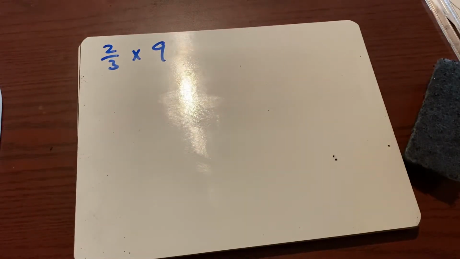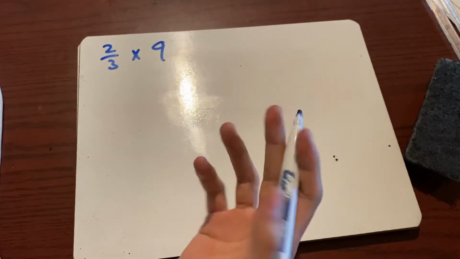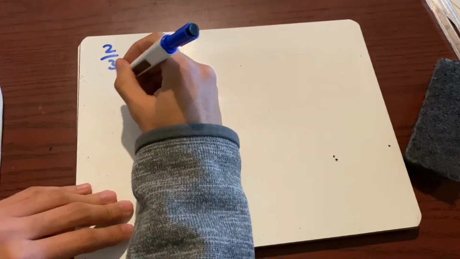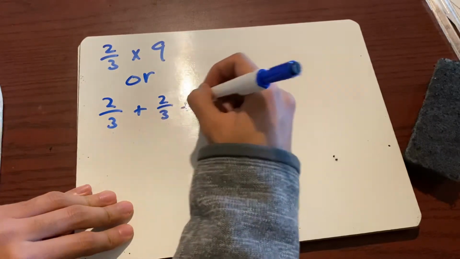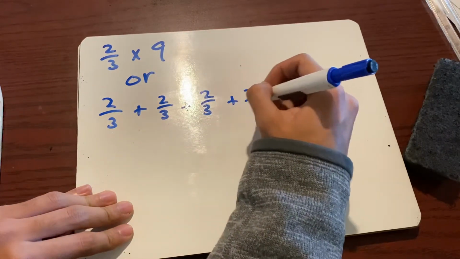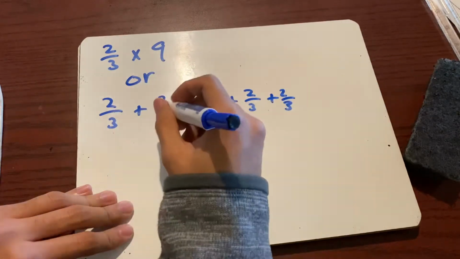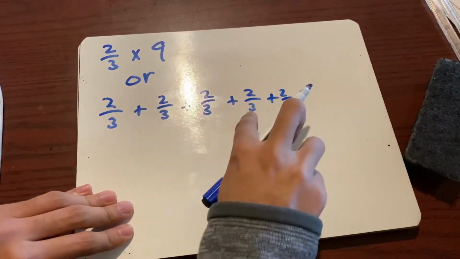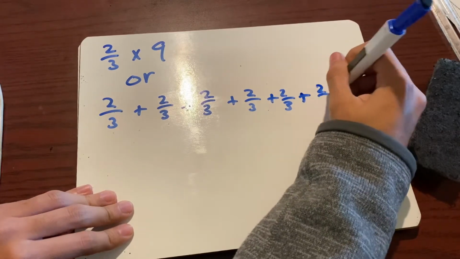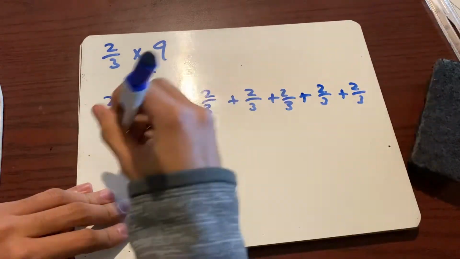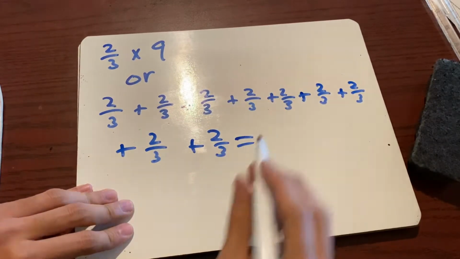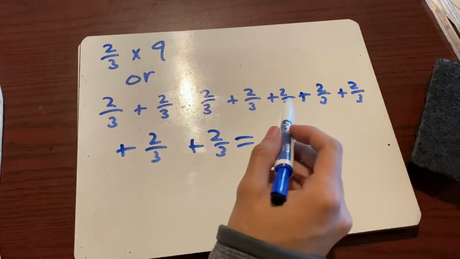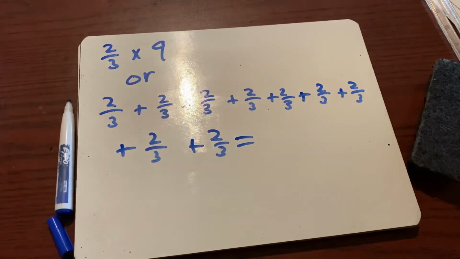But everybody, what if we had a problem like this? 2 over 3 times 9. Well, it's actually the same thing, except we now have a fraction. Another way I can rewrite that is 2 over 3 plus 2 over 3 plus 2 over 3 plus 2 over 3 plus 2 over 3, and so on, counting 1, 2, 3, 4, 5, 6, 7, 8, 9 of them.